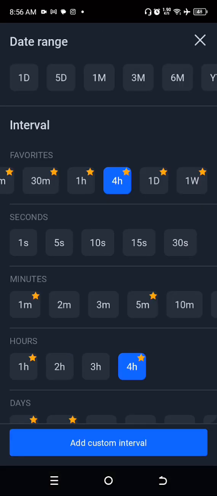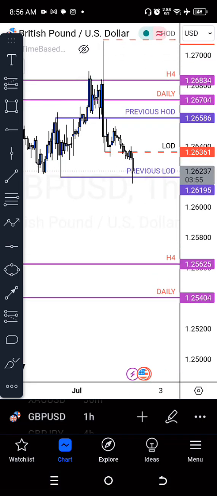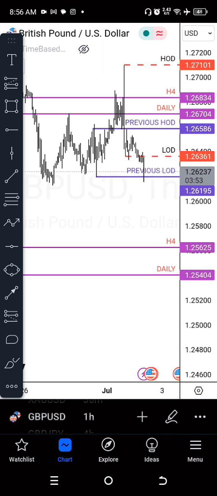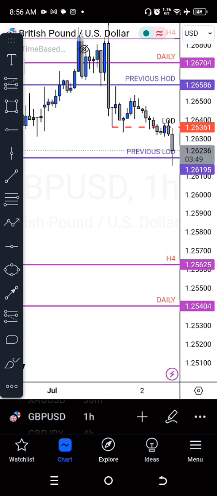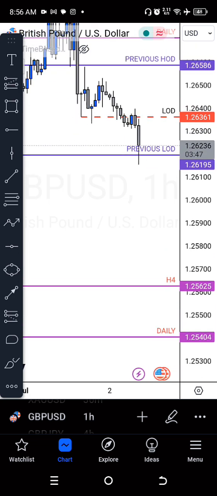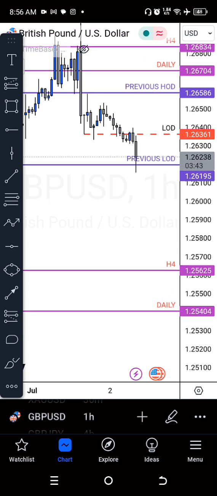So let me go to the 1 hour. Now this is where it becomes very tricky. Now the 1 hour, this is our entry time frame. We start looking for opportunities to buy or to sell for the day.